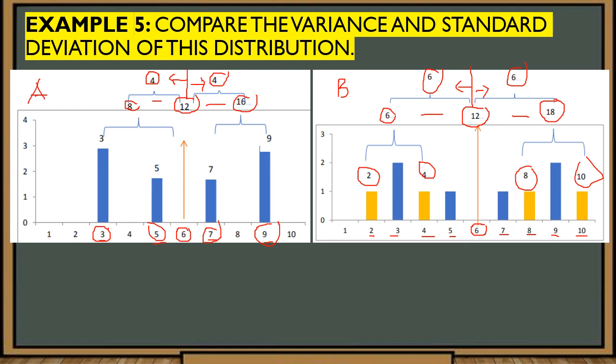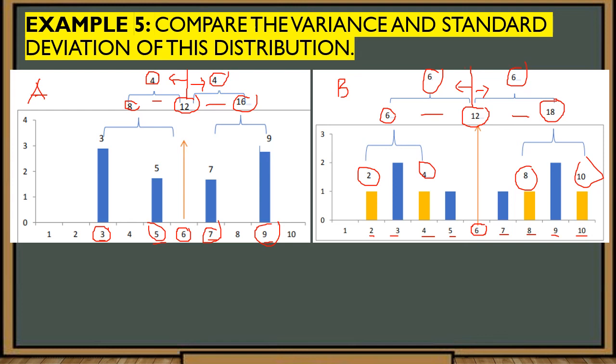While in distribution letter B, it shows the farthest spread out because 6 is greater than 4, meaning it is spread out. Now we can say that we have the farthest spread out. It is farther compared to letter A because the elements are dispersed 6 away from the mean.